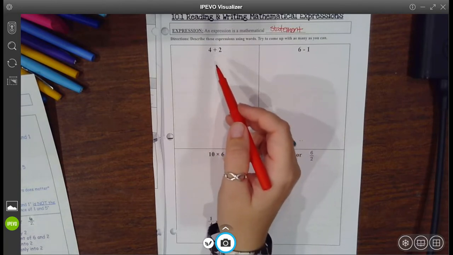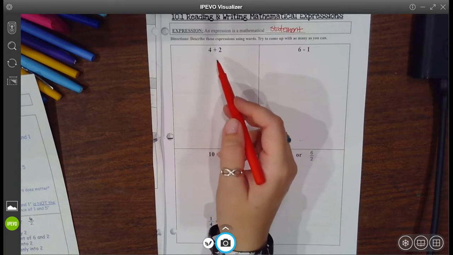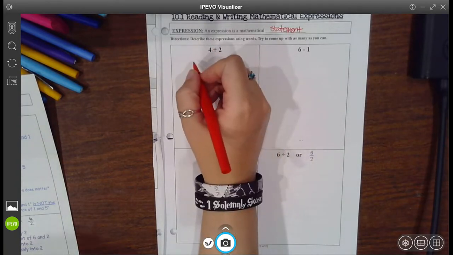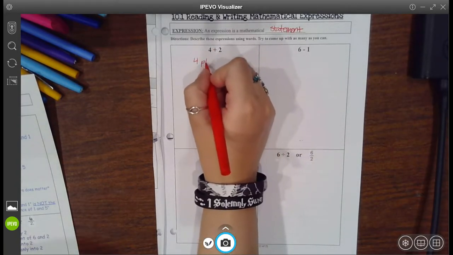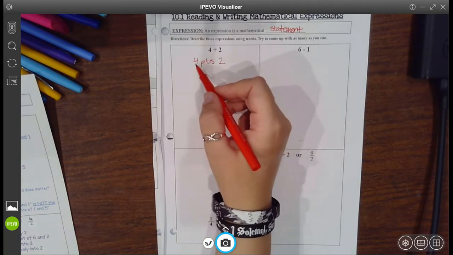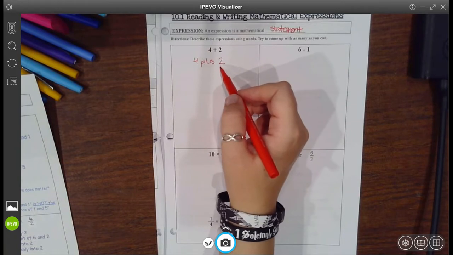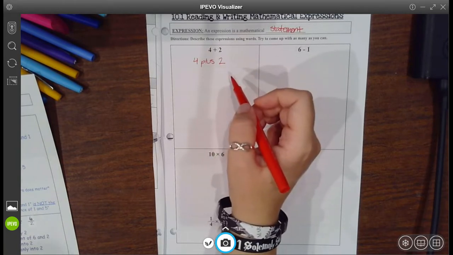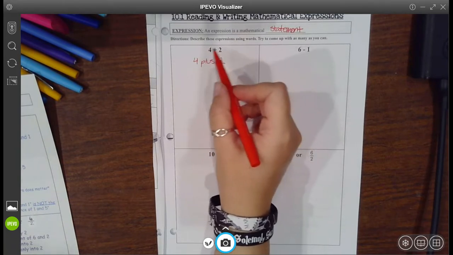It can be as simple as 4 plus 2, with you actually writing out 4 plus 2, or writing out 4 as FOUR and 2 as TWO. That would be the word phrase. And then this is the mathematical expression.